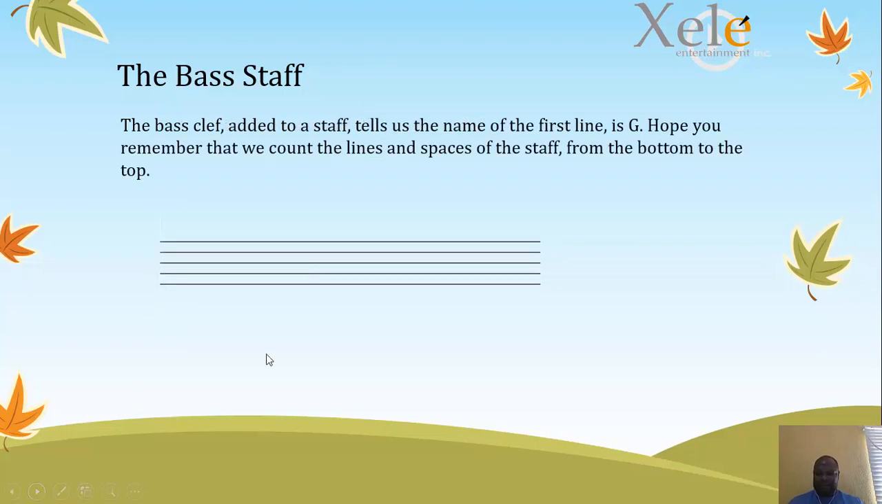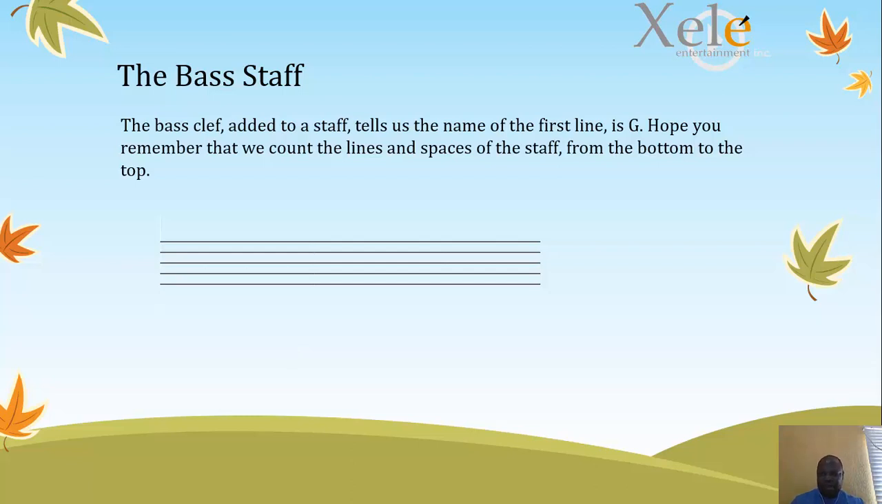Now I have a staff here, and as you can see, there are no names on the staff. The reason for that is because there is no clef on the staff. In other words, an ordinary staff has no names on its lines and spaces, no alphabets on its lines and spaces. But the moment I add the bass clef, it tells me that my first line is G.